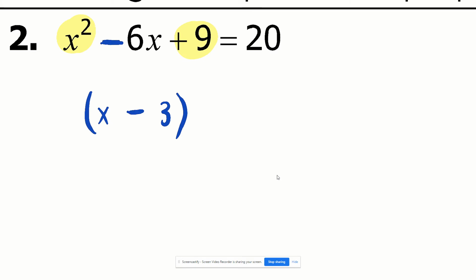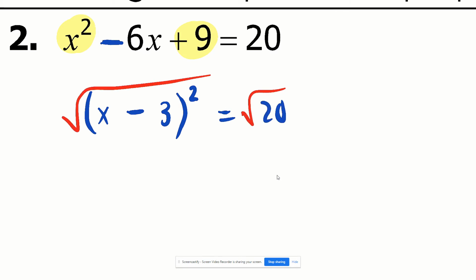What is x times 3? 3x. Double it. Does it equal that value in the middle? It absolutely does. So this is the binomial squared that would give me the perfect square trinomial x squared minus 6x plus 9. So now I can solve the problem. I take the square root of this side. I am going to write x minus 3 down. I'm going to add plus or minus to my answer.